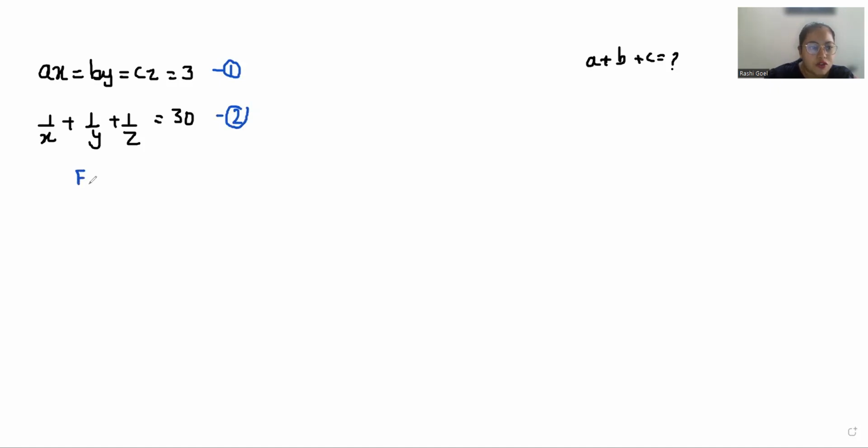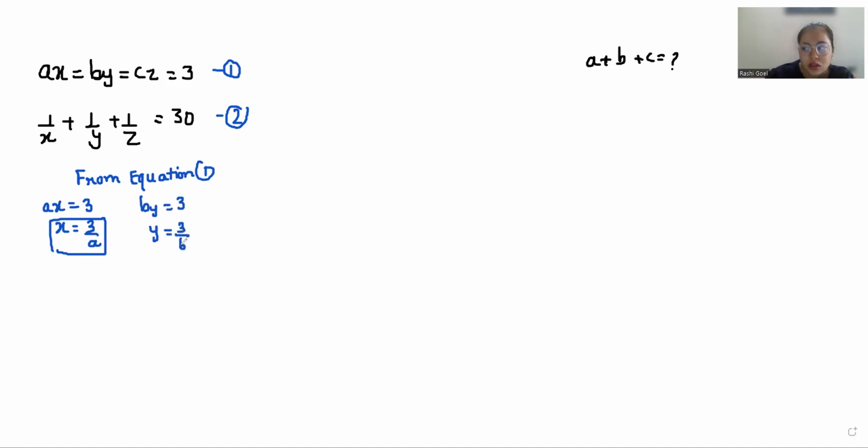So from equation first, a^x = 3. So x = 3 by a. Similarly, b^y = 3. So y = 3 by b. And c^z = 3. So z = 3 by c.